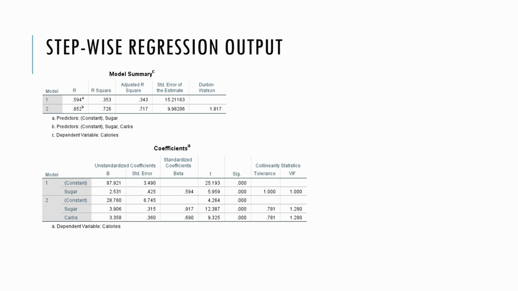So this was your stepwise regression output. You can see clearly here we are selecting model 2 because we will not select a model having poor r square value. We will select that one which has a higher r square value or adjusted r square value, and therefore we are selecting this model, sugar carbs model. And for that model new set of coefficients have been proposed. Significance value is also there.